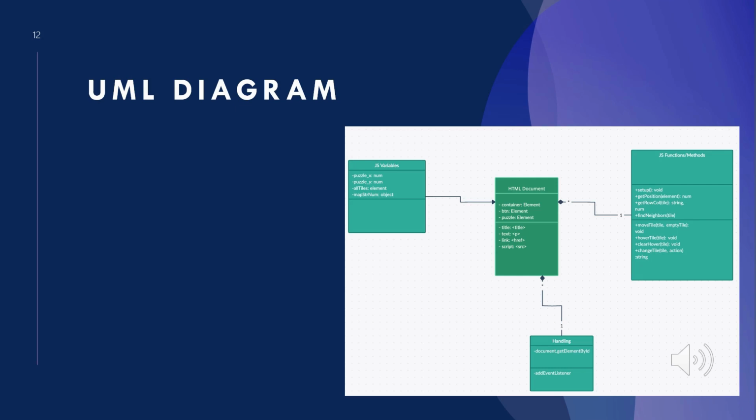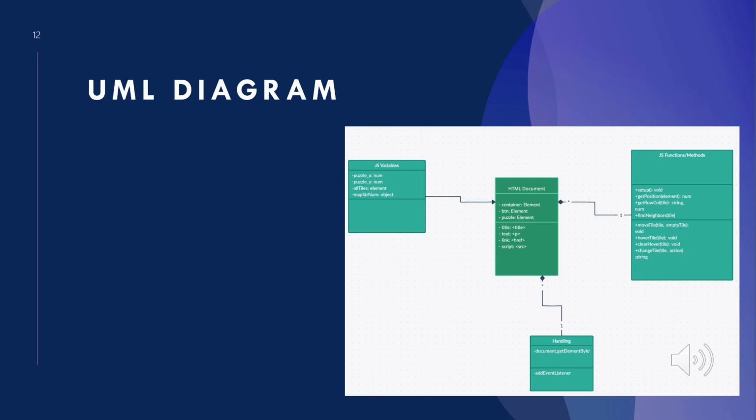From there, we have our JavaScript variables. We have puzzle X, puzzle Y, all tiles, and map string number. These are all private variables and very important variables to our code. They do a lot of work in bridging the gap between our JavaScript and our HTML files.